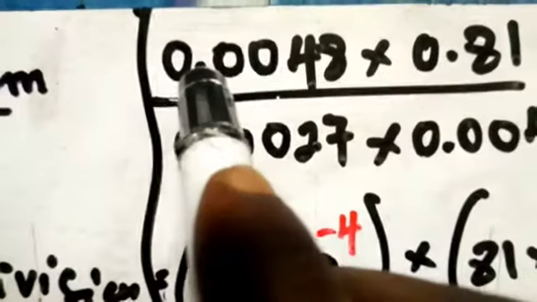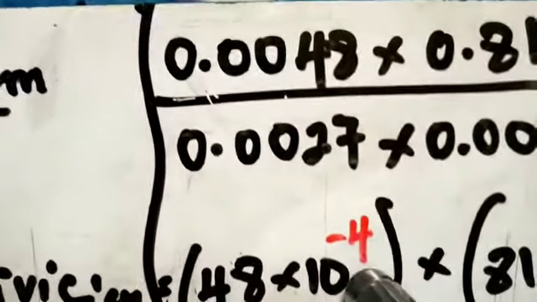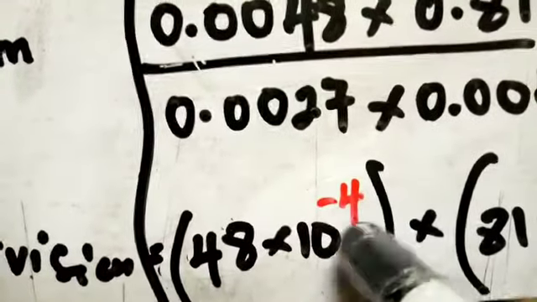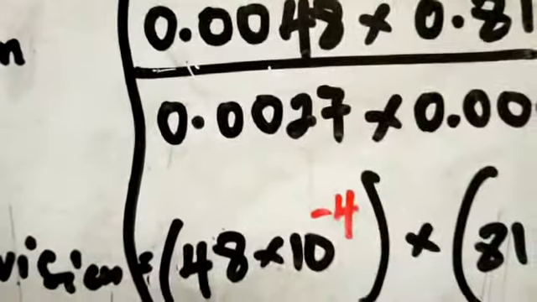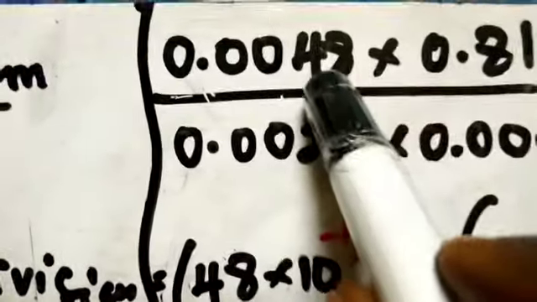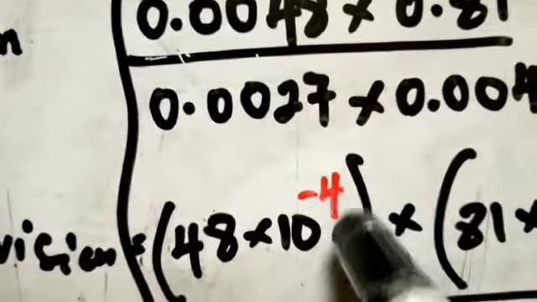So in this case, we are dealing with 0 point something, so the exponent of the 10 will be negative. How many times are you moving? 1, 2, 3, 4. So you move 4 times. That will give me 48.12 times 10 exponent negative 4.